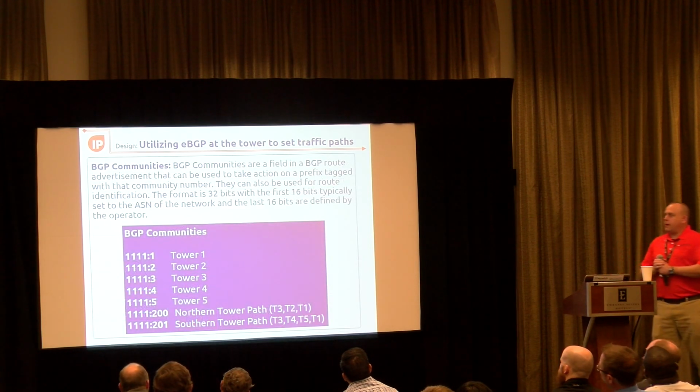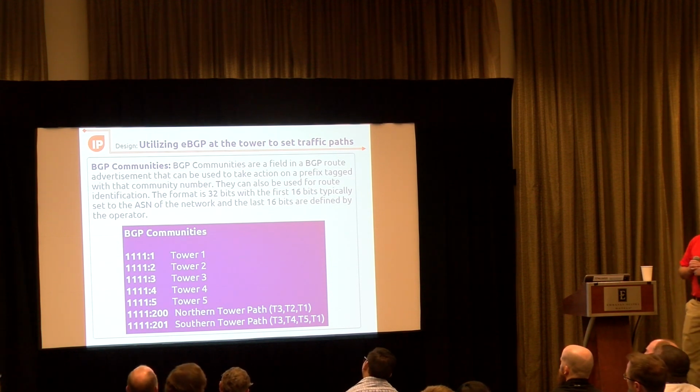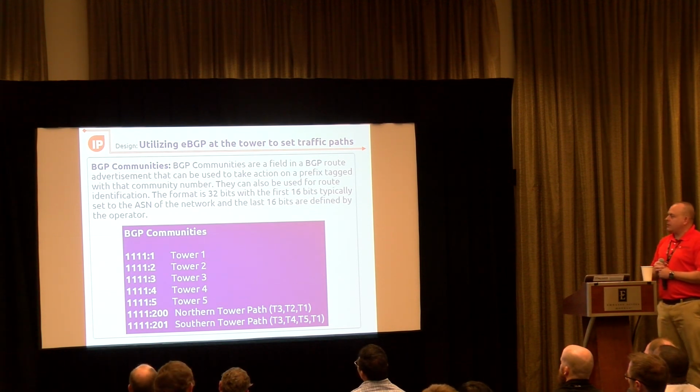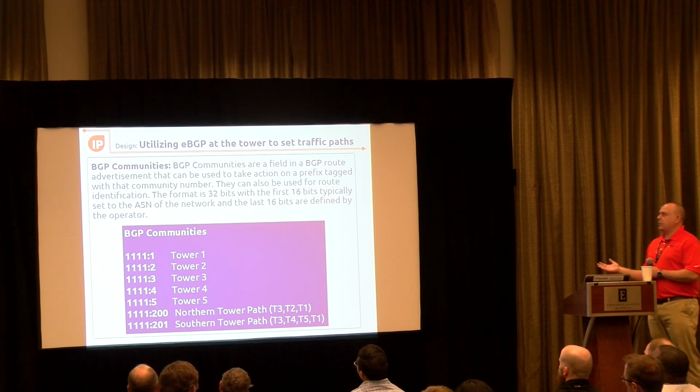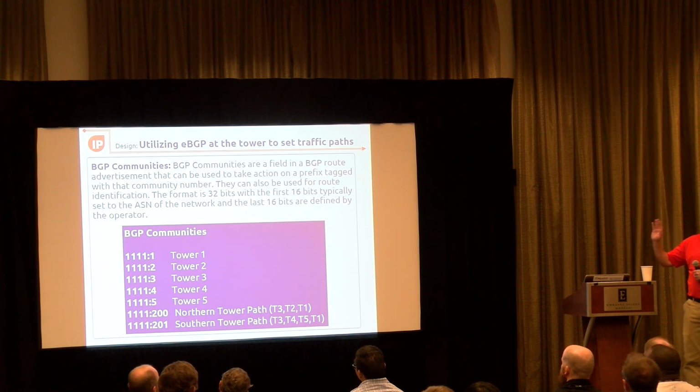So let's talk a little bit about BGP communities. BGP communities are a field in a BGP route advertisement that you can use to take some kind of action or give you some kind of identification about a route tagged with that community number. They can also be used for route identification. It's a 32-bit format where the first 16 bits is typically set to the ASN of the network that you're working on, and the last 16 bits are defined by the operator. That's kind of a loose assignment. You really don't have to do it that way. That's just kind of the standard they recommend.